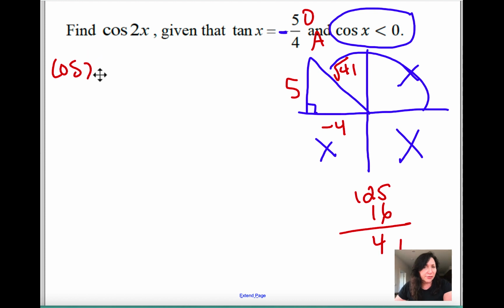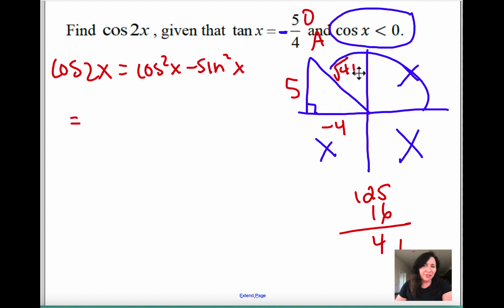Cosine of 2x is equal to, now there's 3 different formulas to use, right? 1 minus 2 sine squared of x, 2 cosine squared of x minus 1, or, this is my favorite, cosine squared of x minus sine squared of x. I like this one. I'm going to use this one.